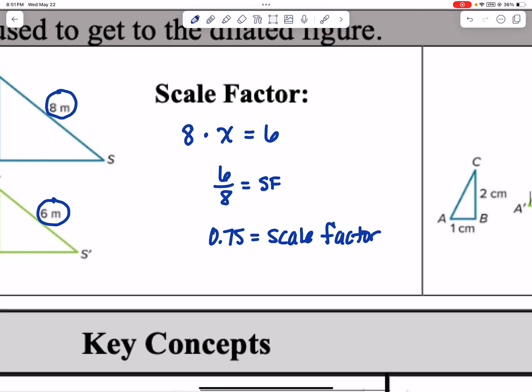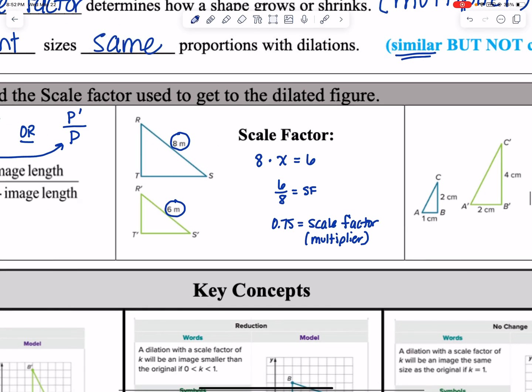That is also, remember, our multiplier. Going back to something very familiar, we had to figure out multipliers before with this kind of stuff, so this part isn't new for us. Does it make sense that the multiplier is 0.75? Yeah, because our shape decreased in size.